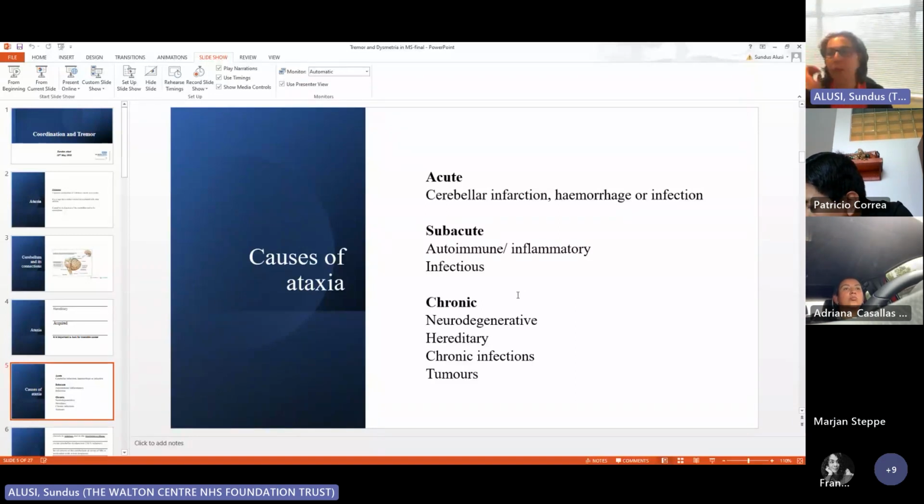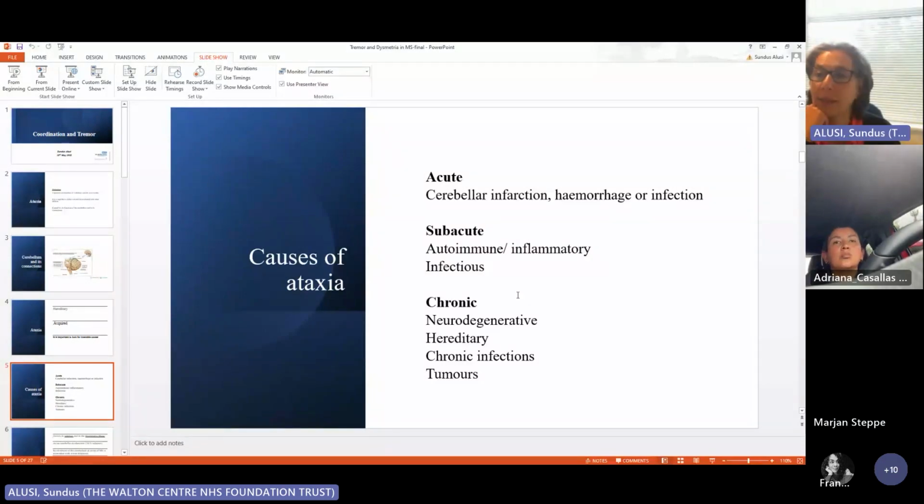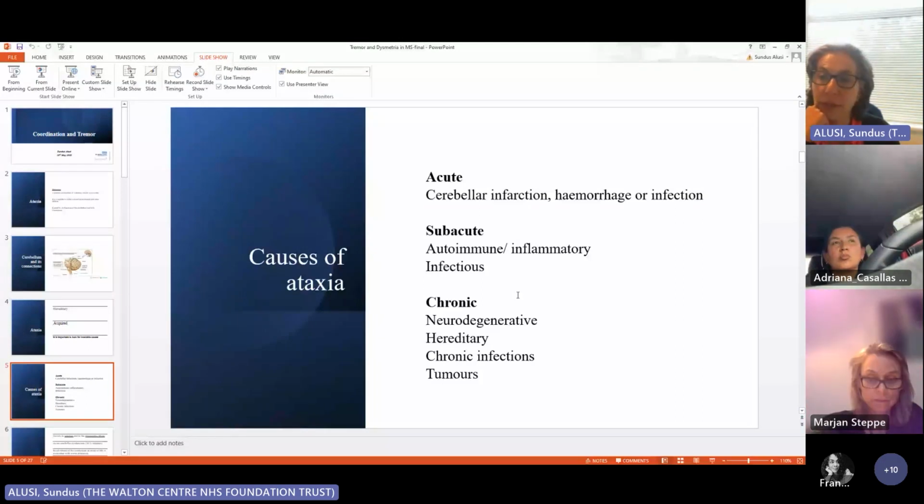And subacute belongs to autoimmune or inflammatory conditions. And this is things like paraneoplastic conditions or celiac disease, for example. Some infections can give you subacute ataxia over weeks to months, such as HIV or syphilis.